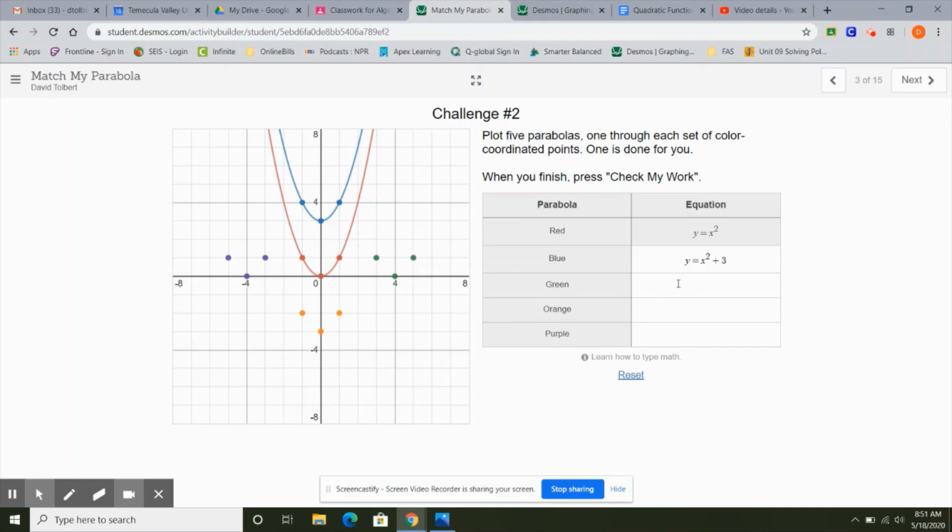Okay, then I move on to the green and so on. All right, so just play with it, try to have fun and explore the changes, how you can manipulate the equation to get different positions and shapes on the graph. Okay, have fun.